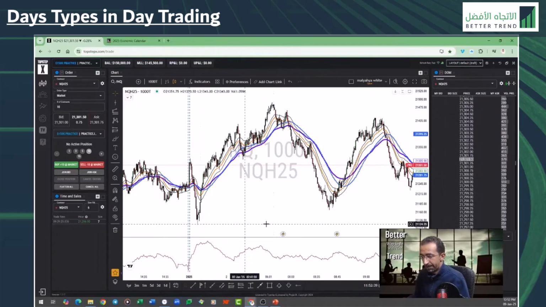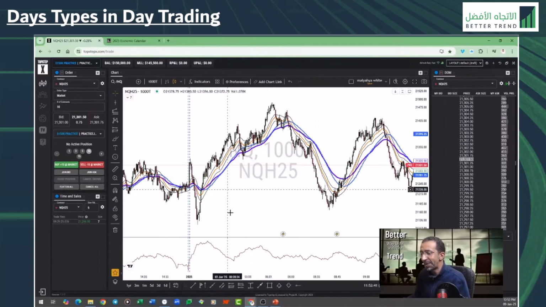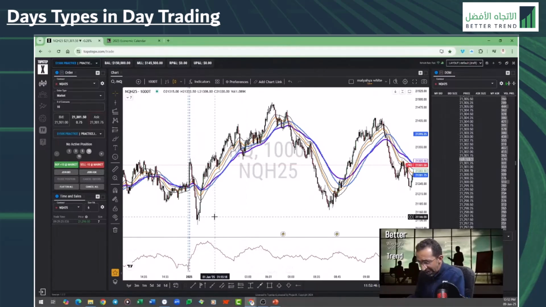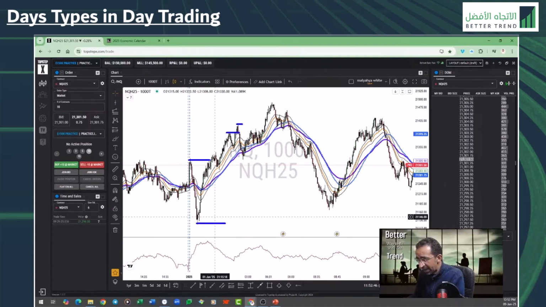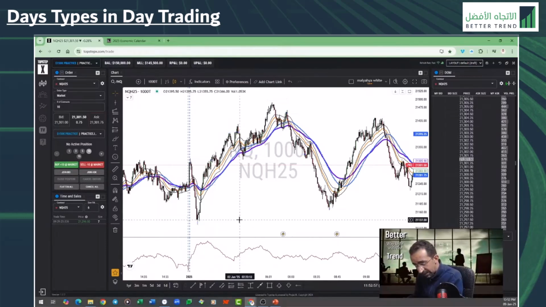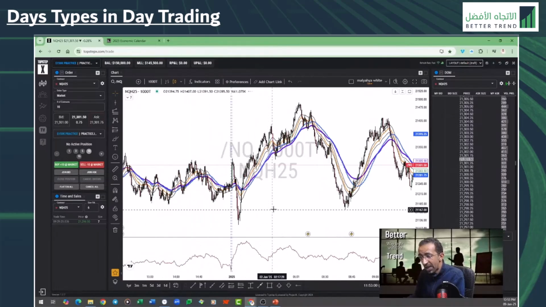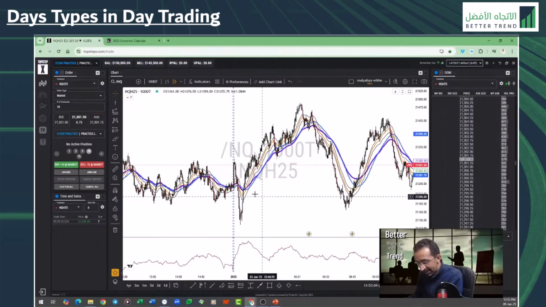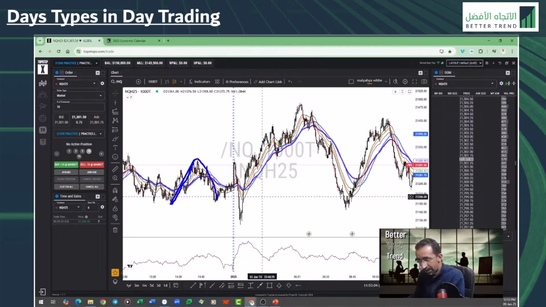So, what do you see here? Is it a choppy day? Or a range day? Range, I don't see a range. The market started here. That was the low. Higher high, higher high, higher high. And then lower low, lower low, lower low. Is it a choppy day or not? Where is the last swing? That was the last swing. Correct? So that was the high and that was the low.